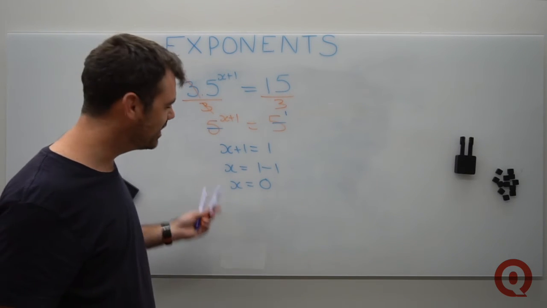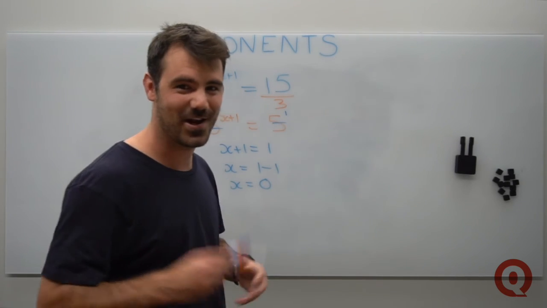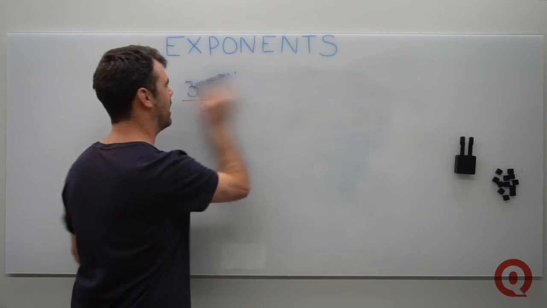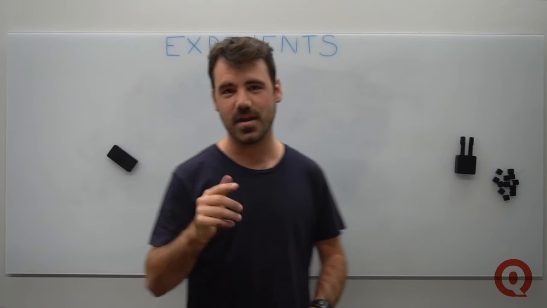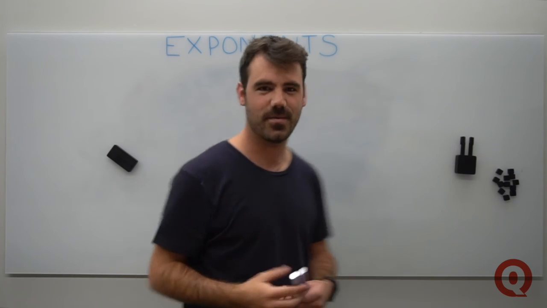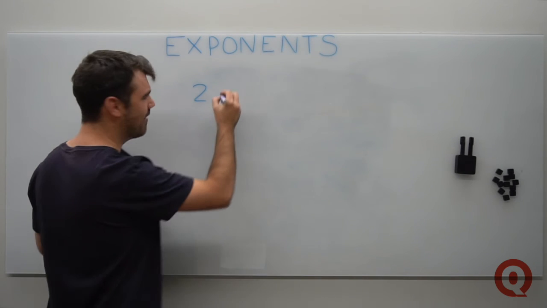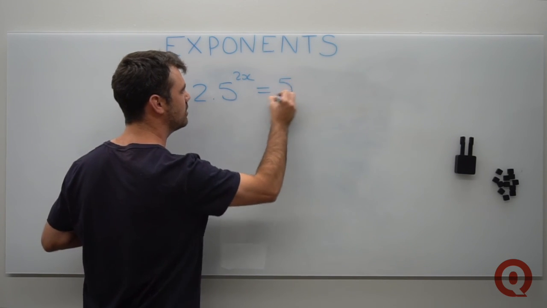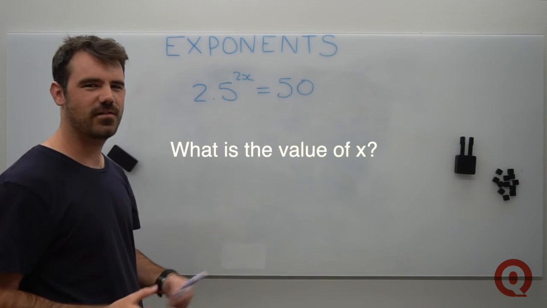That is allowed. Don't think I've made a little mistake here. We always are honest about our mistakes, and we do make them. We've made a lot of them. But that is correct. And I'm going to leave you with something to solve. I want you to tell me in the comments below what the answer to this sum is. It's going to be a bit of a challenging one. You've got 2.5 to the power of 2x is equal to 50. What's the value of x?